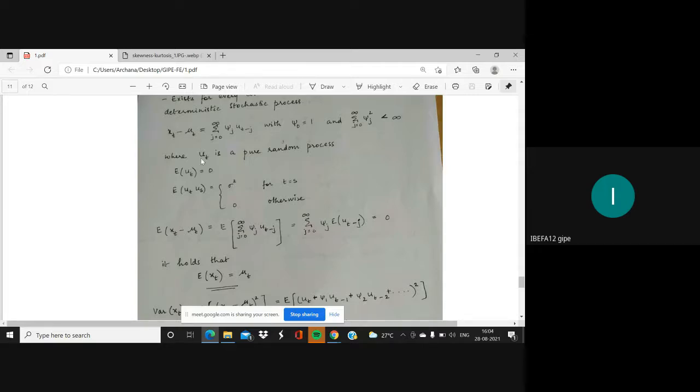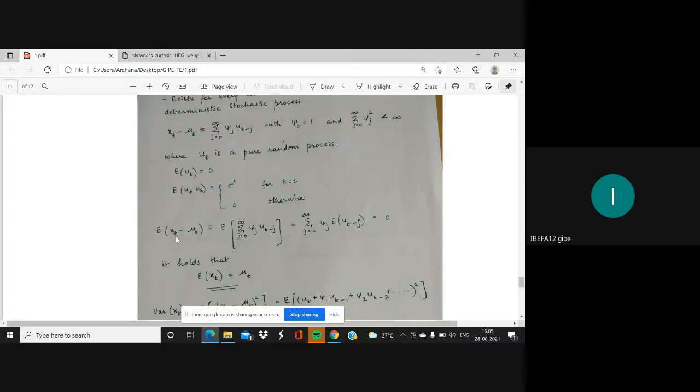Just come back to this. This part you all understood. These are assumptions we are making. U_t is a white noise or pure random process. These are purely assumptions, so you don't have to understand anything about this. We are assuming that the variance of U_t is equal to sigma square, and the covariance between U_t and U_s, or between U_t and its lags, is equal to 0.